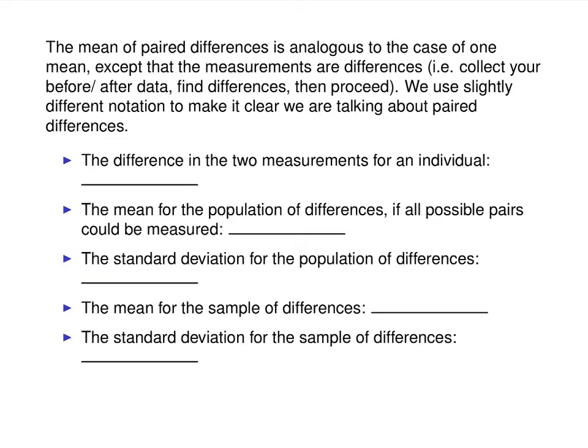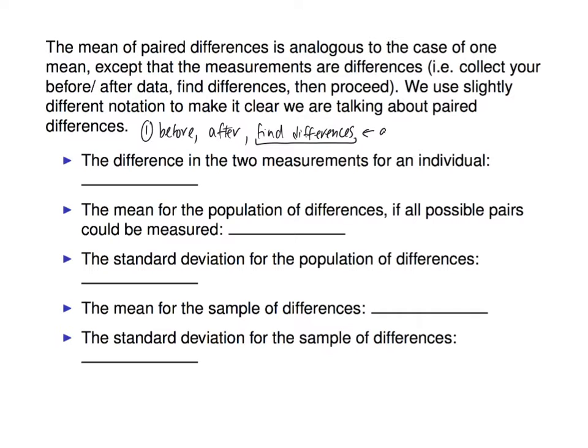So when you're talking about paired differences, what you do is you take some before measurement, some after measurement. You find the difference. So take before, take after, find the difference, and then you average those.